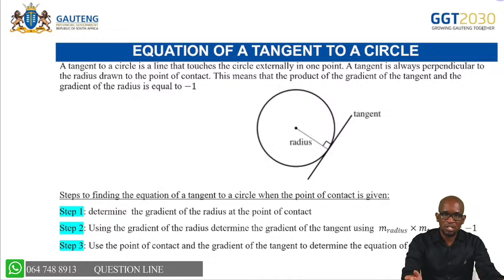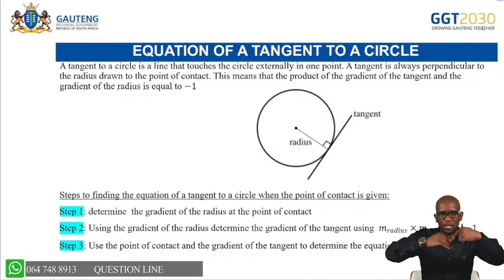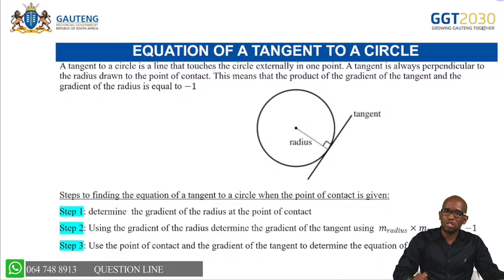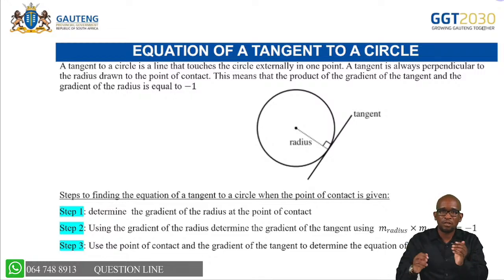Since the tangent is perpendicular to the radius, from grade 11, you know that if two lines are perpendicular, then the product of their gradients should give you minus 1. In this case, you have a tangent to that particular circle, which means that the radius of that circle as well as the tangent are perpendicular to each other. And if they are perpendicular, through the properties of gradients, you know that the gradient of the radius times the gradient of the tangent should give us minus 1.